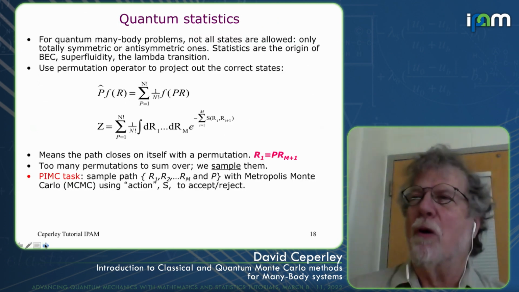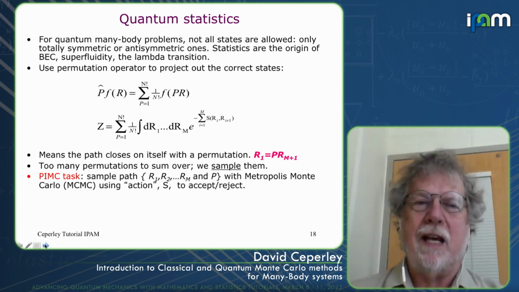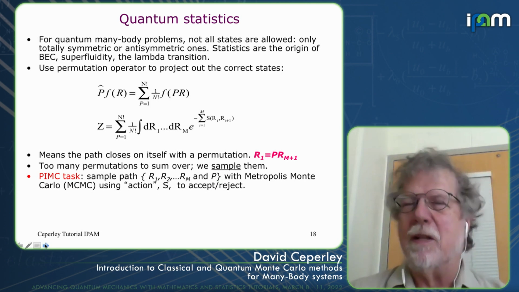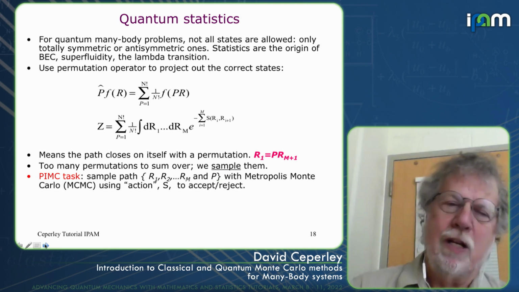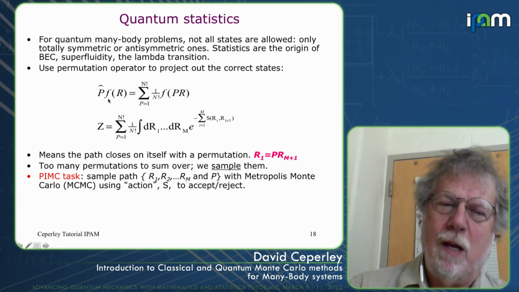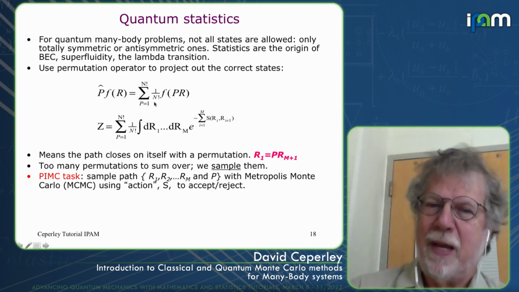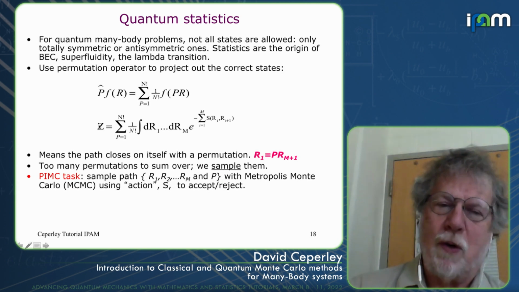Okay. There's one more wrinkle in all of this, which is the interesting part. For quantum many-body problems, not all states are allowed, only states that are totally symmetric or totally anti-symmetric. And this is the origin of things like Bose condensation, superfluidity, topological properties, and so forth. The way we deal with this, and the way Feynman dealt with it, is to use the permutation operator to project out the states of the correct symmetry. So for bosons, you say F is your off-diagonal density matrix, you sum over all permutations, and you construct a new density matrix, which is now symmetric, right? So this is the partition function right here: the integral over all paths, and now it's also summed over all permutations.